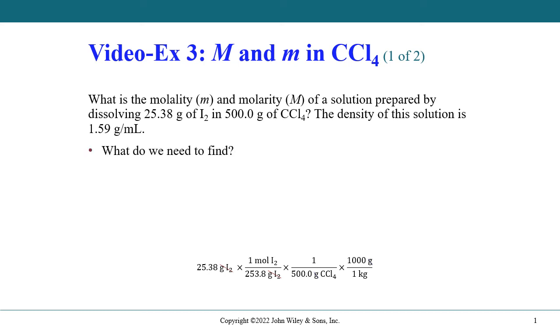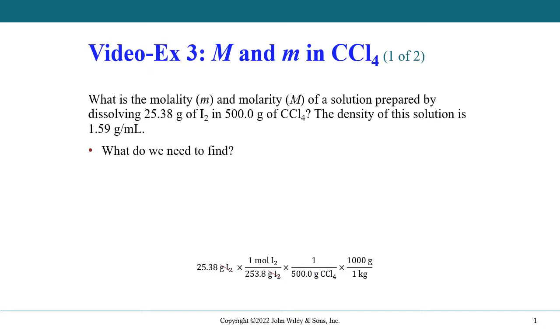Welcome, Chemistry 1B, Unit 4, Video Example 3. This example is very similar to Video Example 2. The only thing that changes is the solvent. Previously we used water, now we're using carbon tetrachloride. And the density of this solution is obviously changed.